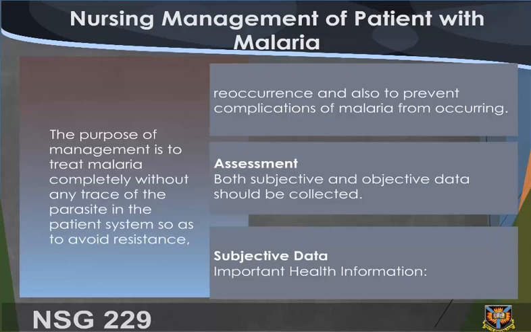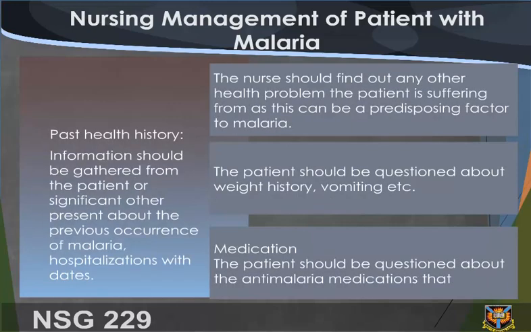Assessment. Both subjective and objective data should be collected. Subjective data. Important health information. Past health history. Information should be gathered from the patient or significant other present about the previous occurrence of malaria. Hospitalizations with dates. The nurse should find out any other health problem the patient is suffering from, as this can be a predisposing factor to malaria. The patient should be questioned about weight history, vomiting, etc.